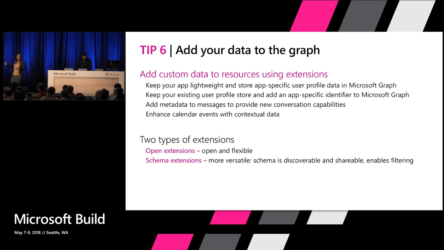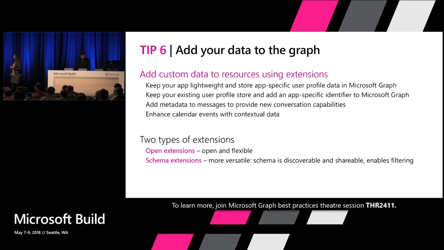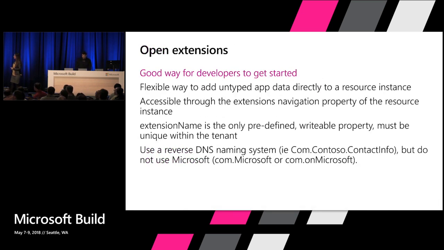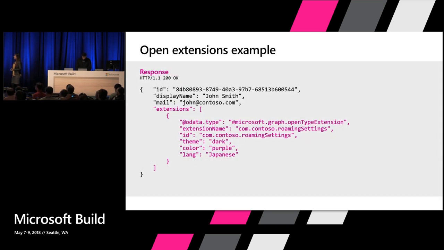And then you have schema extensions as well. So let's take a look at open extensions. There are a couple of good practices. You use reverse DNS naming for identifying the extensions. And like I mentioned, it's a flexible key-value pair for adding additional data into resources in the graph. Here's an example of calling a resource that already has an extension. We have the ID, the theme, the color, and the language as key-value pairs that are coming in, extending the user in the graph.